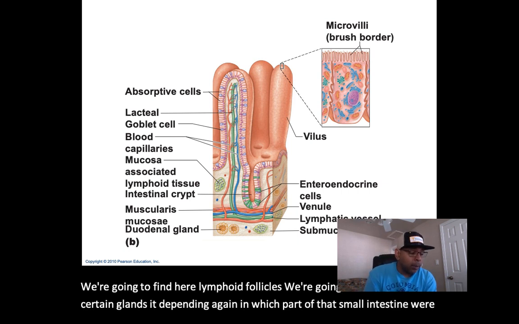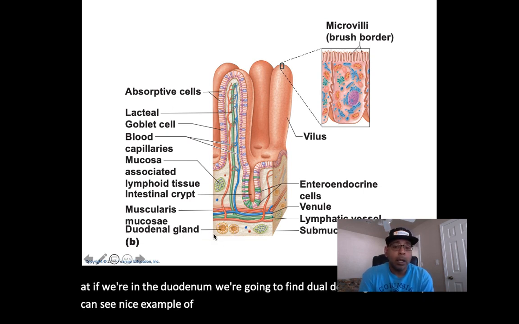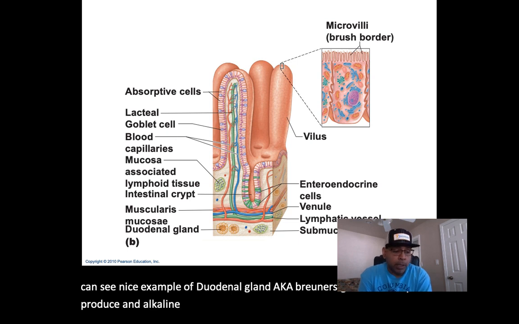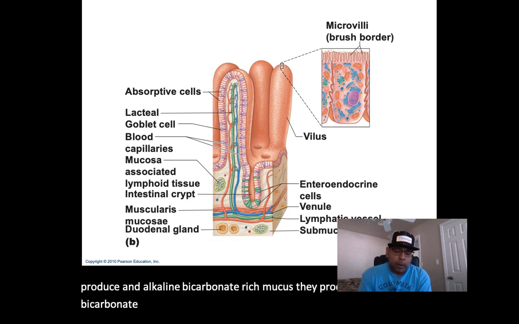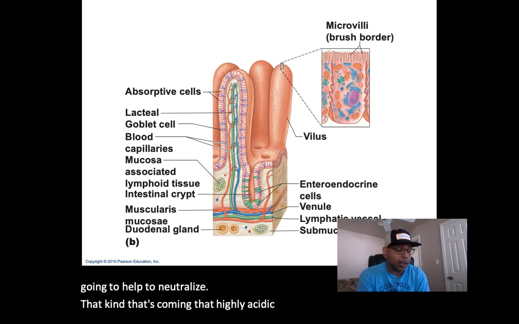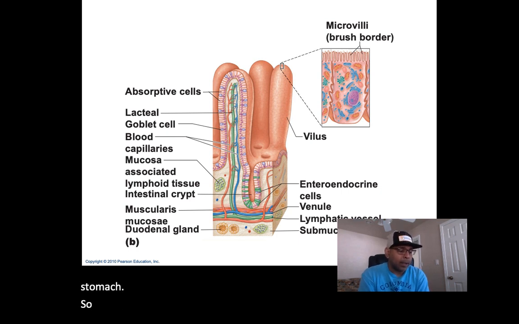So if we're in the duodenum, we're going to find duodenal glands. Here you can see a nice example of a duodenal gland, aka Brunner's glands, and they produce an alkaline, bicarbonate-rich mucus, and what that does is help to neutralize that highly acidic chyme that's coming from the stomach. So duodenal glands, Brunner's glands.